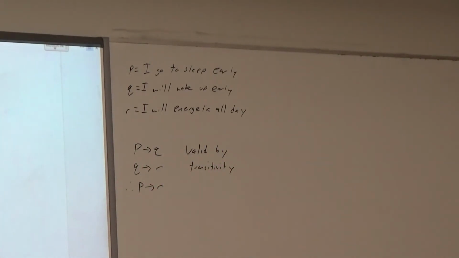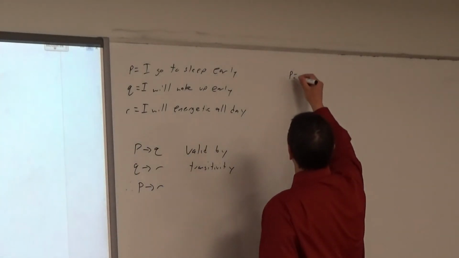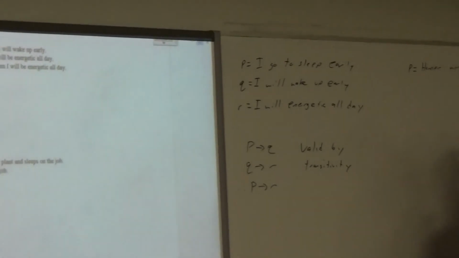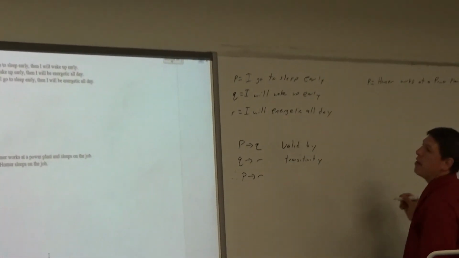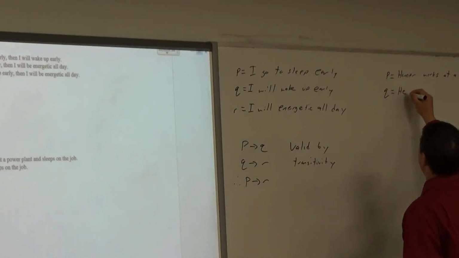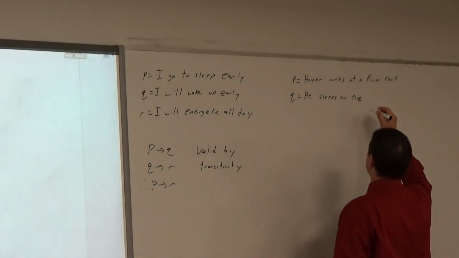All right. So I always tell people, if you can write it symbolically, it's probably a lot easier to determine validity versus invalidity. The last one, very, very easy. Homer works at a power plant, so P is Homer works at a power plant. And then Q is he sleeps on the job. Sounds very dangerous. Is that Homer Simpson? It is Homer Simpson indeed.